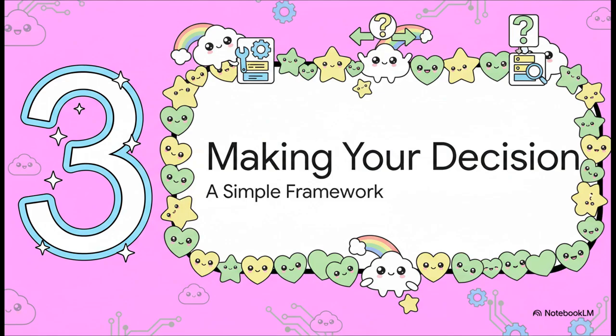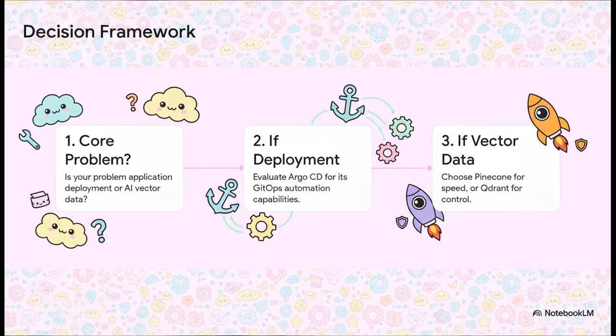All right, that was a lot. So how do you actually use this information? Let's pull it all together into a dead simple framework that you can take right back to your team meeting tomorrow. Here you go, 3 steps. Step 1, start with that big question. What problem are we actually trying to solve? Is it deployment or is it AI data? If the answer is deployment, then you need to be looking at Argo CD and the whole world of GitOps automation. If the answer is vector data, then you've got that classic trade-off to discuss as a team.